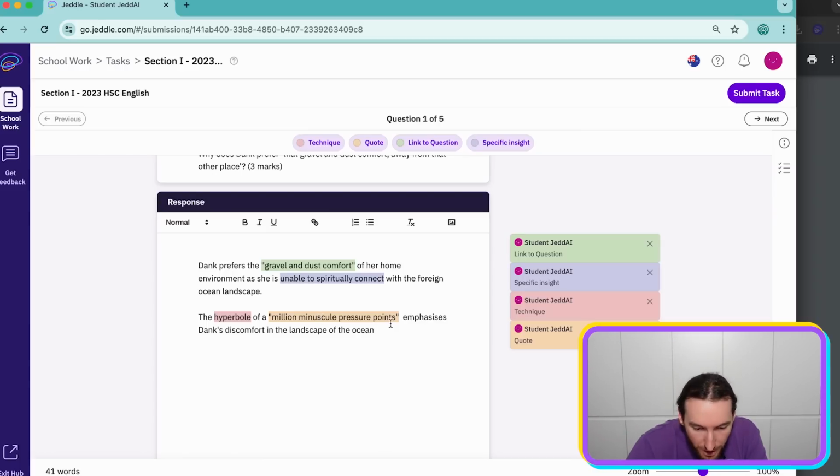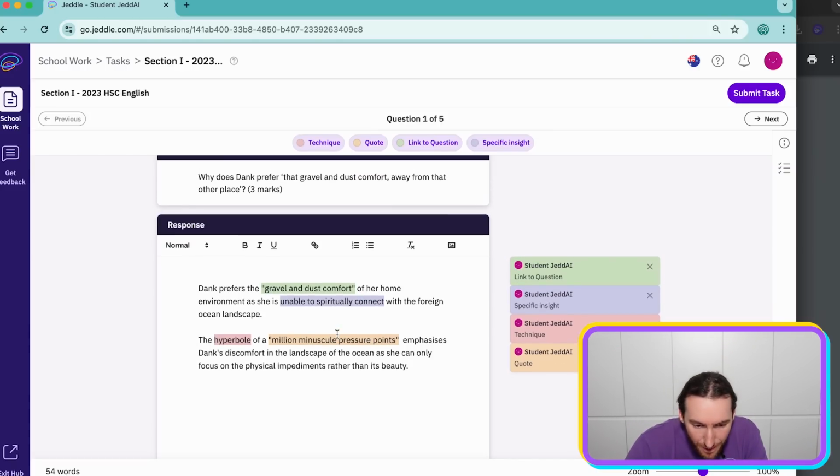So the hyperbole of a million minuscule pressure points emphasizes Danks' discomfort in the landscape of the ocean, as she can only focus, right, on the physical kind of impediments rather than its beauty or something. She can't absorb any of the beauty in the story of it, okay? That would be plenty to get the marks.